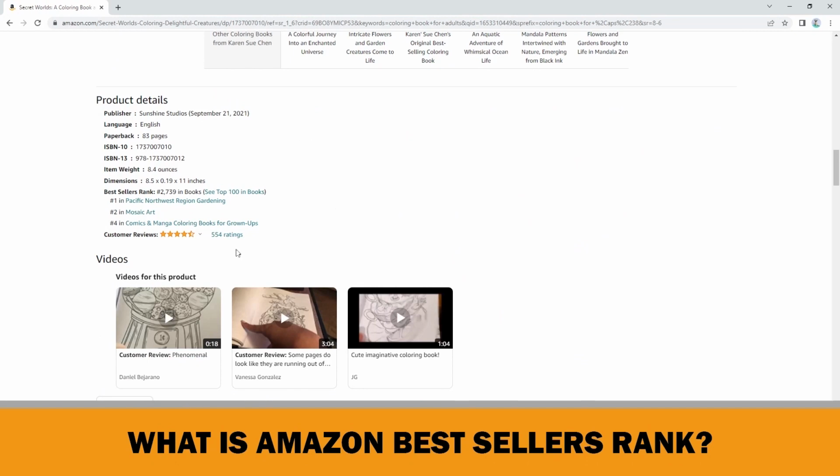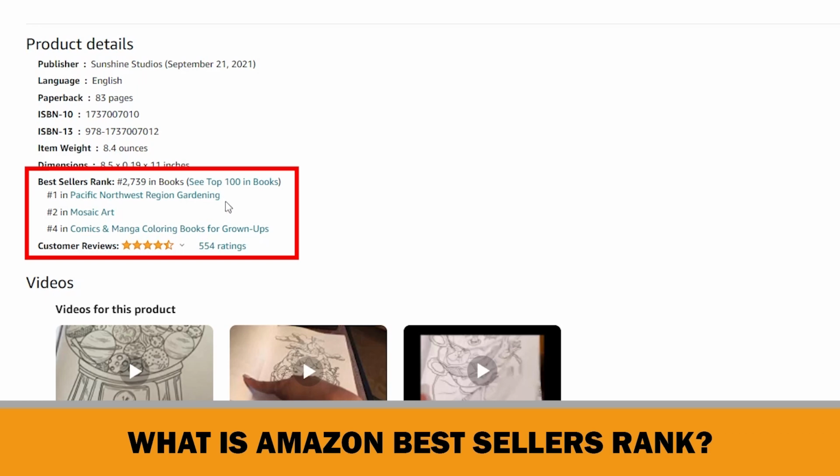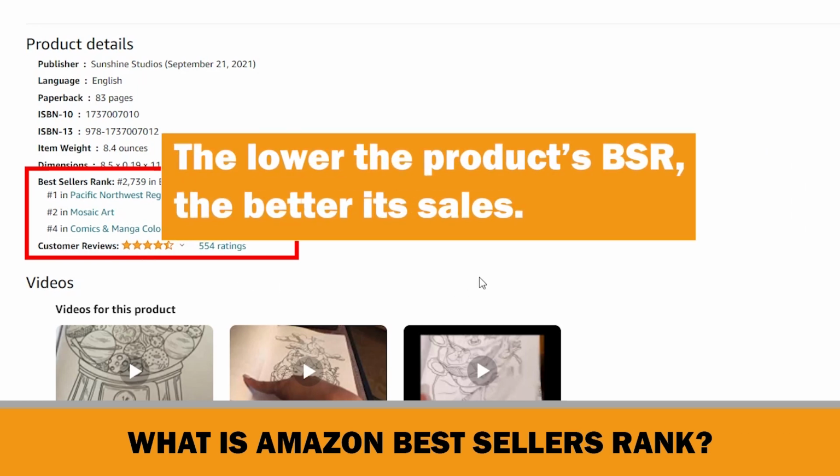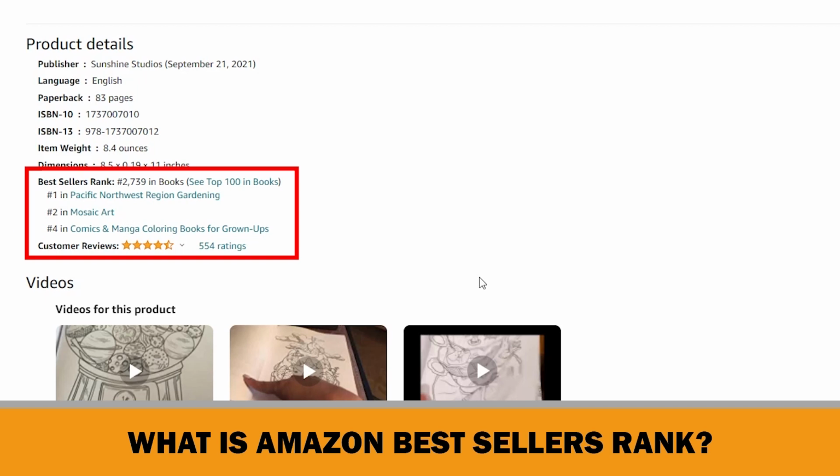Books can appear in up to 3 categories. And every main category and subcategory on Amazon has its own individual bestsellers ranking system. Therefore, you may see different BSR information in this section. As you all know, the lower the product's BSR, the better its sales. For example, a product ranked number 1 has much higher sales than a product ranked number 1000. But the problem is, how is Amazon's sales rank calculated?